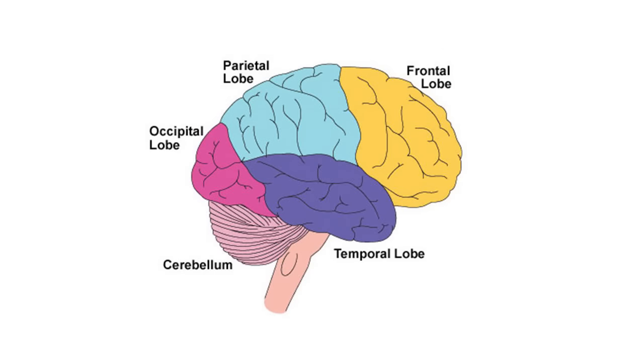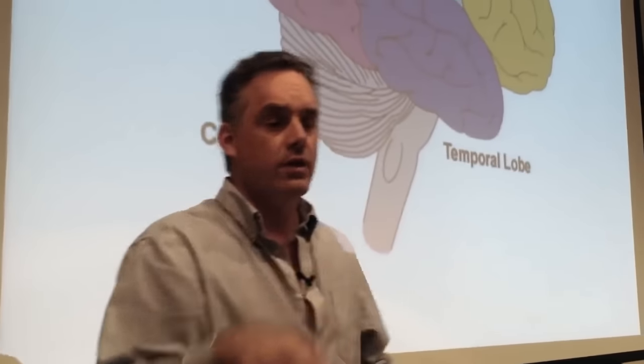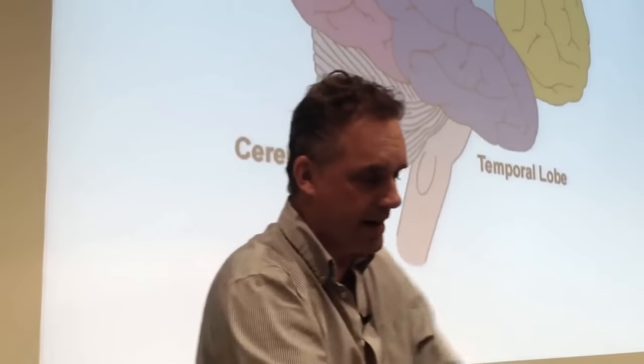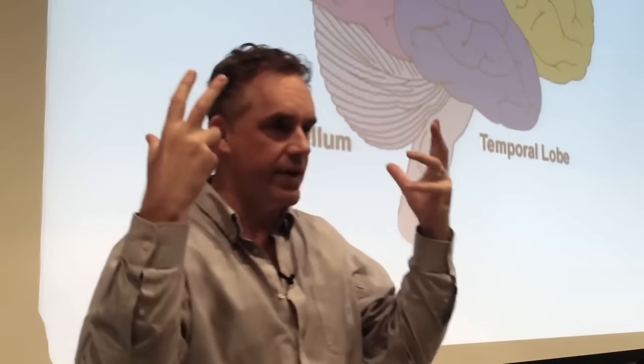Temporal lobe, that enables you to hear, roughly speaking. There's a lot of memory there too. And the frontal lobe, well, first of all, the frontal lobe seems to allow you to make voluntary movements, sort of at the highest level of abstraction.